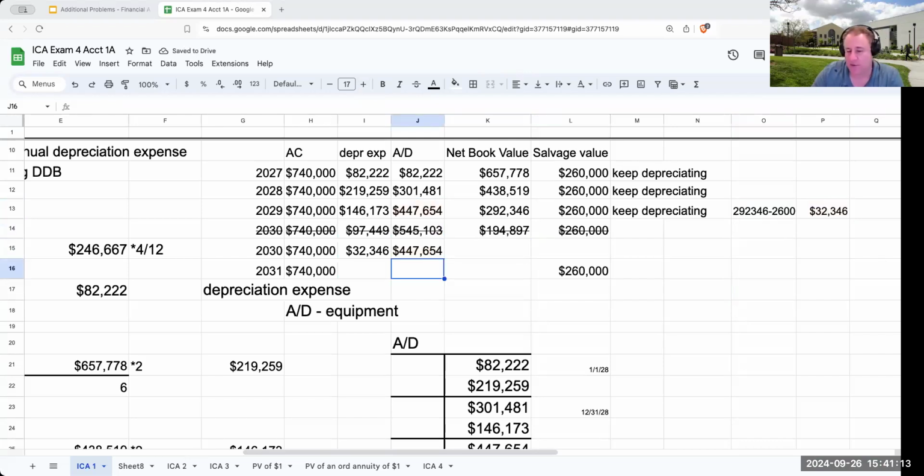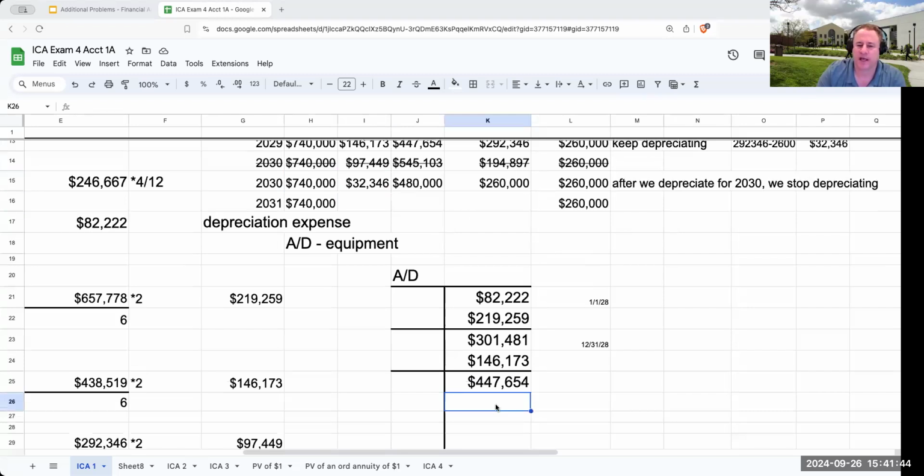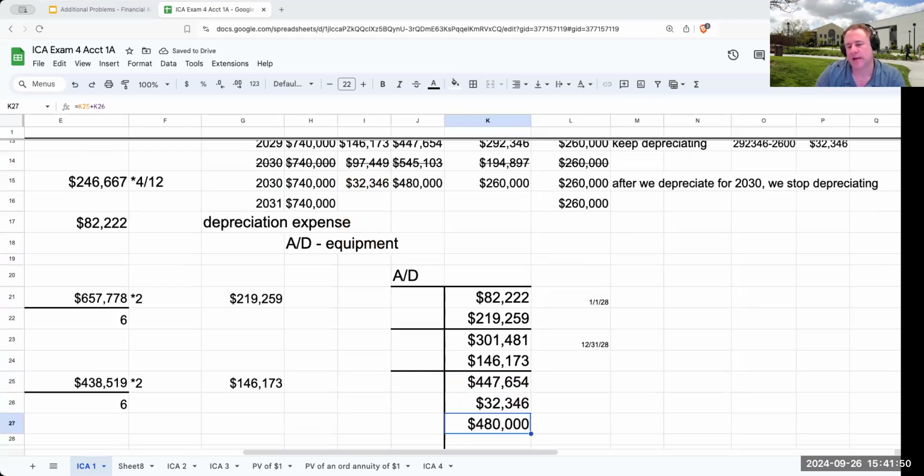I'm basically saying, okay, I'm going to do too much. So we're going to have to, they sometimes call it force, but that's not the best way to put it. It's basically whatever you need to do so that the net book value equals the salvage value. And so after we depreciate for 2030, we stop depreciating. Okay, so coming right over here for 2030, the amount of depreciation we're going to take is going to be 32,346. This is going to give me 480,000. And so I get down to this 260.